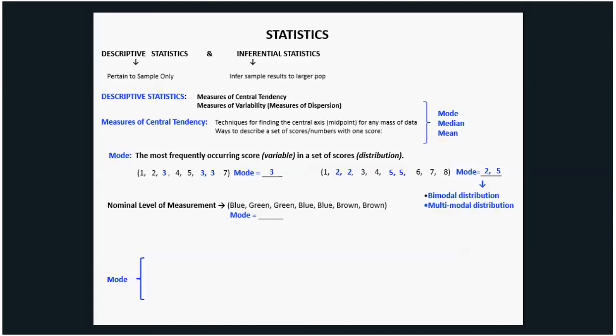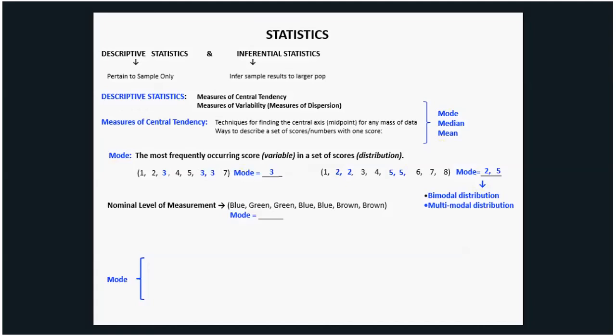Now, we can also do below here where we've got blue, green, green, blue, blue, brown, brown as eye color, or it could be hair color. What is going to be our mode for this particular distribution of variables? Now, we say variables again because we're not looking at numbers here. Up above it, you can say variables because those numbers may not actually represent mathematical computations. In other words, your 3s aren't going to be 3 times as great as your 1s if you're looking at something that you're just naming.